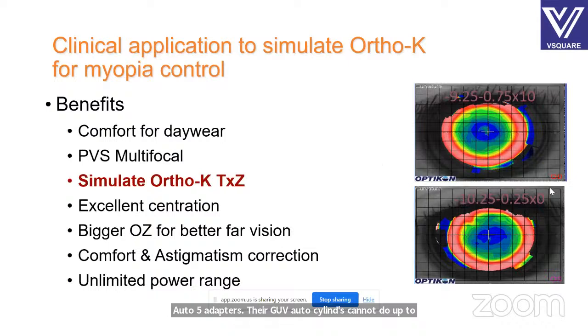So what are the other benefits of soft ortho-K lenses over the other lenses? There is the day comfort. It is very comfortable in day wear. We call it a PVS multifocal concept, where it is not a multifocal design, but it mimics your multifocal. It can also be prescribed for early presbyopic patients. It can also simulate your ortho-K transition zones, with excellent centration, a bigger optic zone for better far vision, and astigmatism correction as well. And as I told, it can correct up to 15 diopters of myopia.